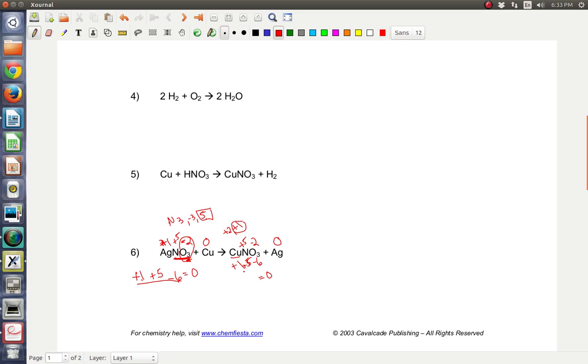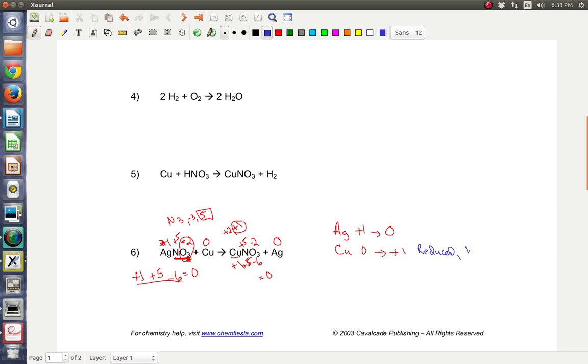Now I see all my changes. So the silver goes from a +1 charge to a 0. The copper goes from a 0 charge to a +1. Nitrogen stayed the same and oxygen stayed the same. So these are the ones that are oxidized and reduced. Which one is reduced? That's the first question I always ask. Which one goes down? Copper. Copper went down. So this is reduced.